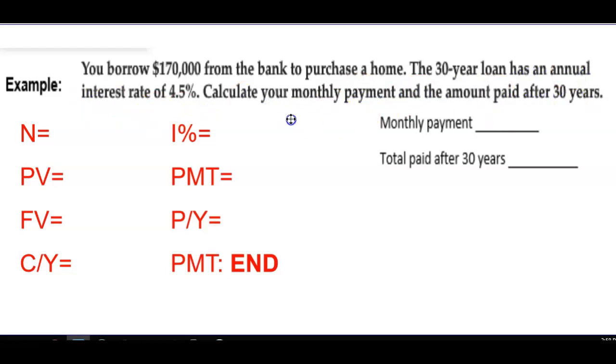So what do we know? Well, we know we're going to make monthly payments for 30 years. So we can type that there.